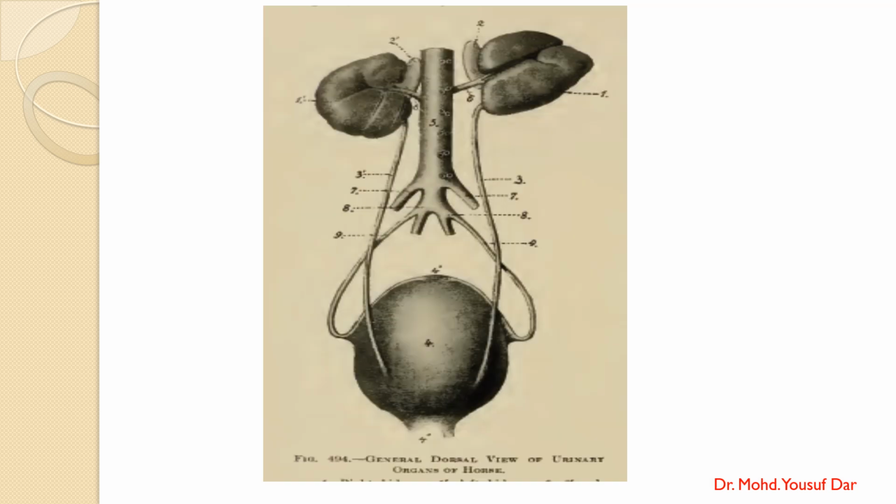So here you can see this is the urinary system of the horse. This is the right kidney, this is the left kidney, and these are the ureters, and this is the urinary bladder. These are the umbilical arteries, and this is its cranial part, this is the body, and this is the caudal part, that is the neck of urinary bladder.